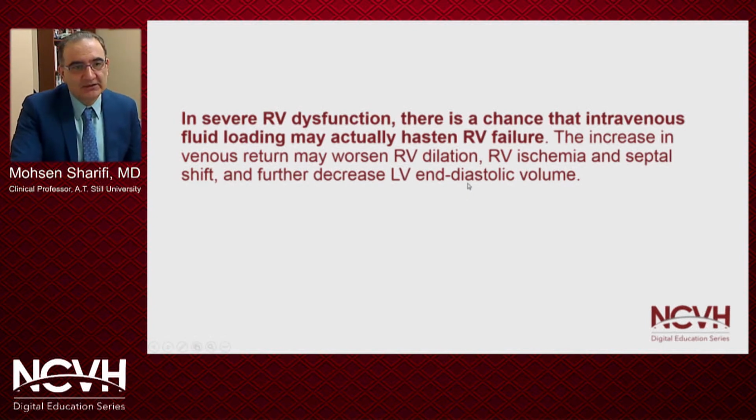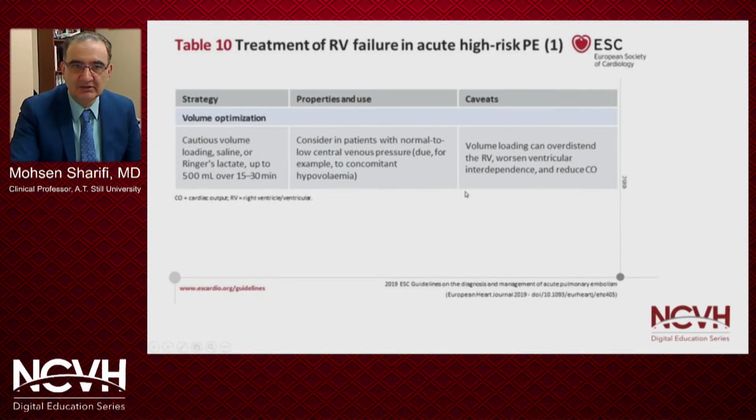As far as fluid administration, one has to be very careful because in RV dysfunction, there's a chance that intravenous fluid loading may actually worsen RV failure. The increase in the venous return can cause further RV dilatation, RV ischemia, and subsequently lead to a septal shift and further decrease the LV end-diastolic volume. This has actually appeared in the ESC guidelines. The volume not to exceed is about 500 milliliters given over 15 to 30 minutes.